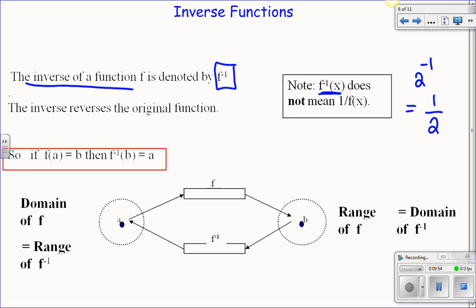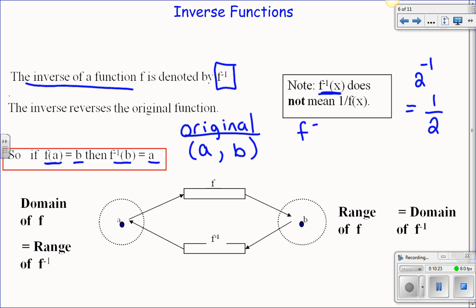And the inverse reverses the original function by reflecting it over the y equals x line. So what happens when we do that is that if we take f of a and that equals b in the original function, the inverse of b is going to equal a. So let's look at these points. In the original function, we're talking about the point a comma b.